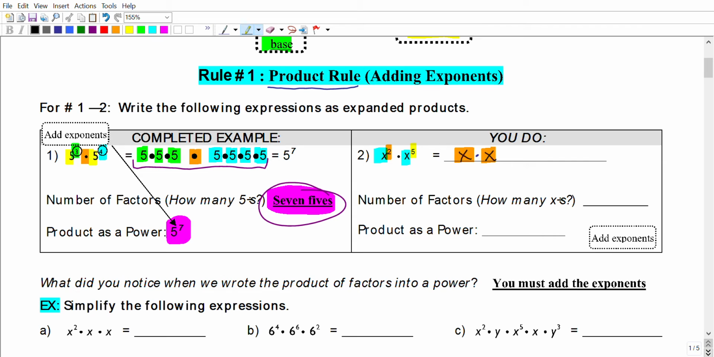Now this is going to be times my x to the fifth power, which is basically just 5 x's.